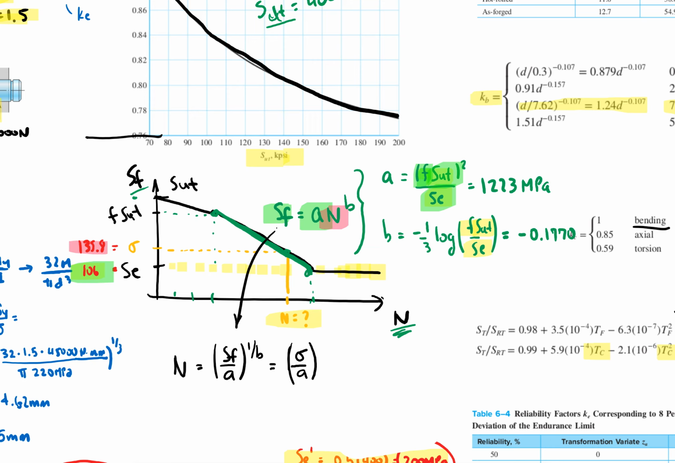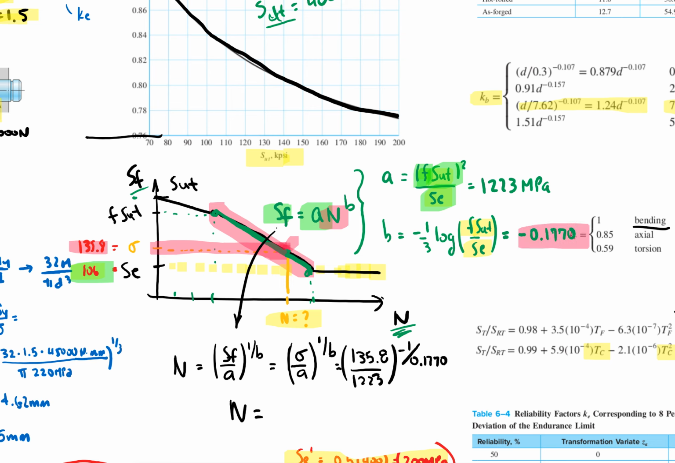Okay, when the SF from this diagram right here is equal to the stress that I'm subjecting it to, it will fail. So 1 over B, and in numbers this would be 135.8 over A to the minus 1 over 0.1770, which is basically this value here. And then my number of cycles is equal to 247,000.